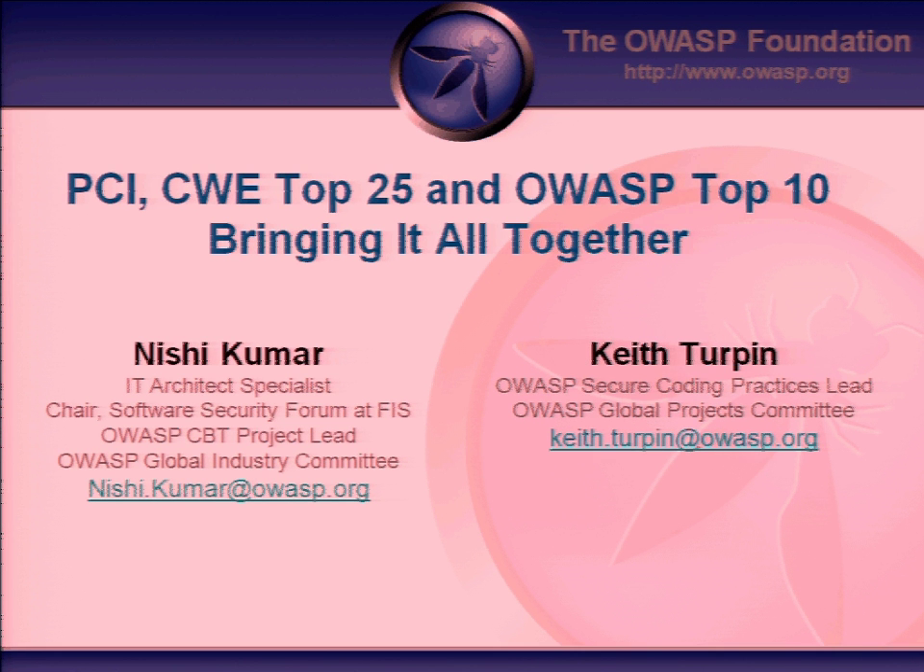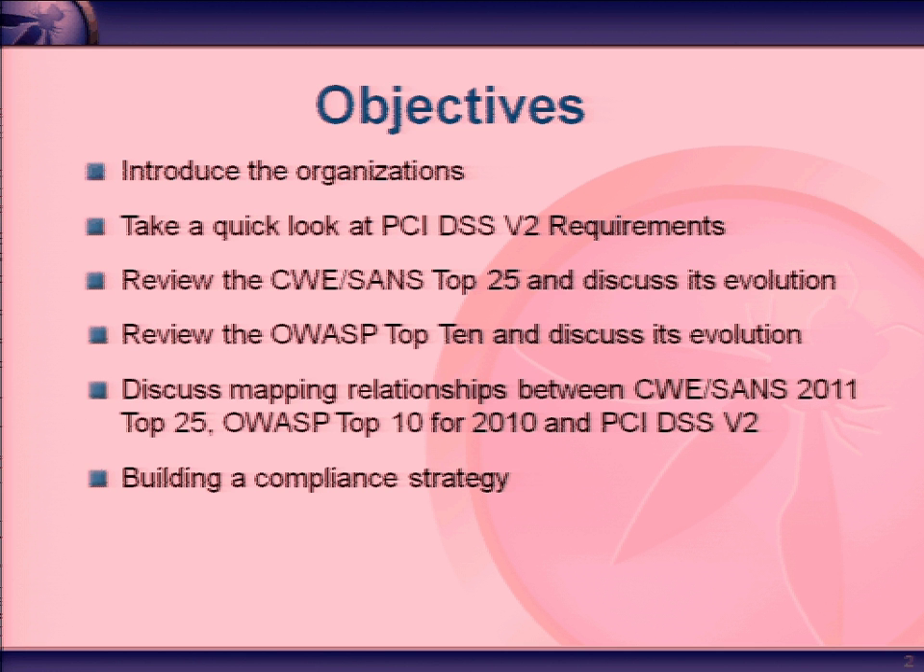All right. So the objectives we're going to go over today are, I'm going to introduce the organizations. Since I'm not quite sure the makeup in the room, we'll talk a little bit briefly about the organizations. Take a quick look at what PCI DSS version 2 requirements look like. I'm going to review the CWE Top 25 and discuss its evolution. The evolution of these standards, or the Top 25, the Top 10, these things are being referenced by a compliance body, right? Where they're saying comply to these things. The fact that they're evolving and how fast they're evolving is interesting if you're trying to be compliant. We're going to do the same thing with the OWASP Top 10.